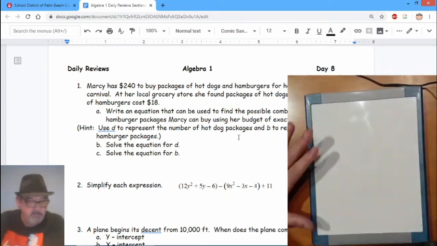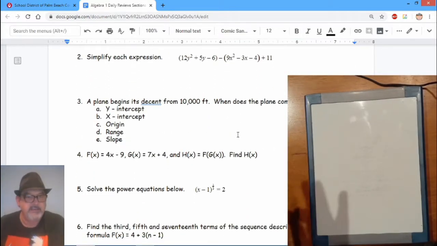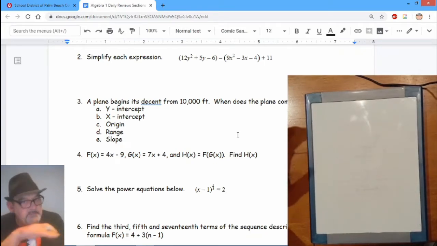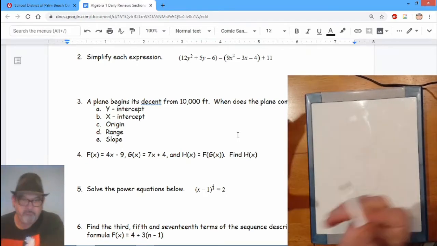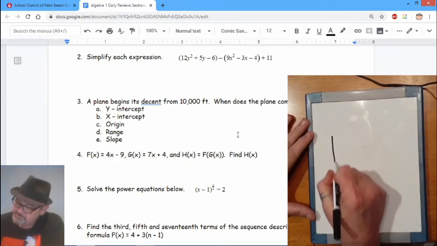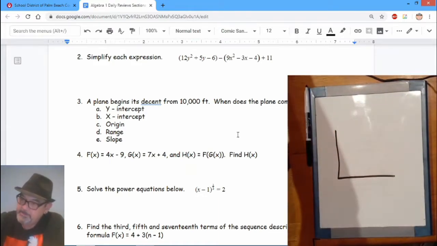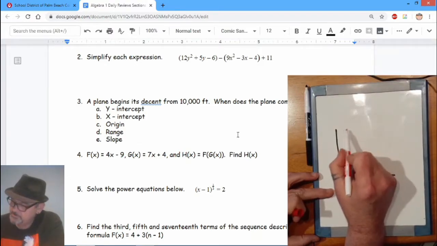Number 3. Somebody said this was a typo, and actually it kind of is. A plane starts descending from 10,000 feet. When does it complete its descent? Well, it's really a poorly written question, but what they're asking for is this. If you have a graph, right, and we got the plane up here. Oh, let's see. Can I draw a plane? Probably not.